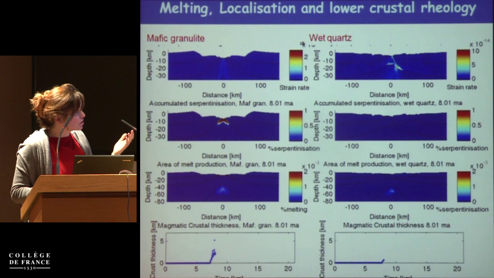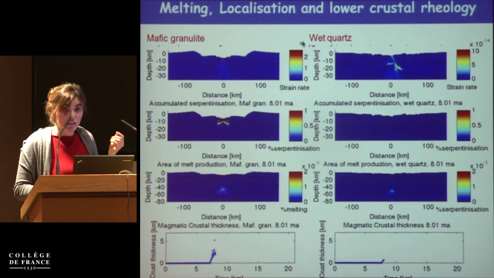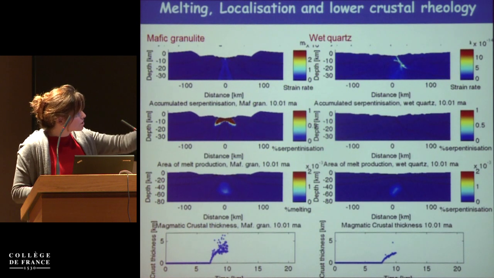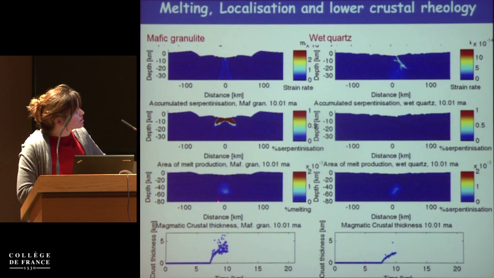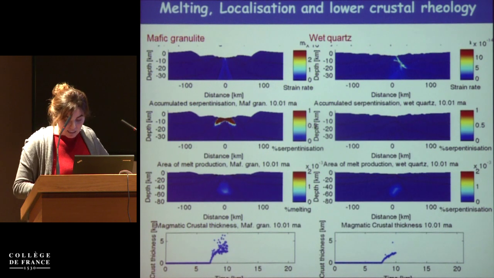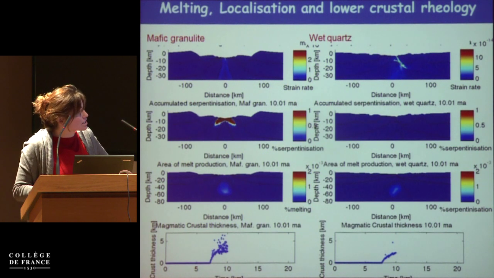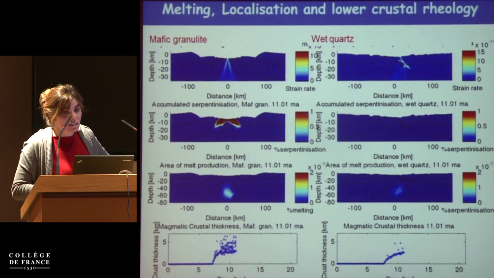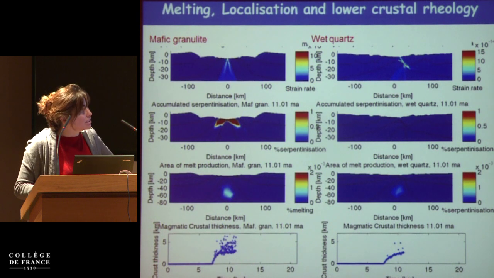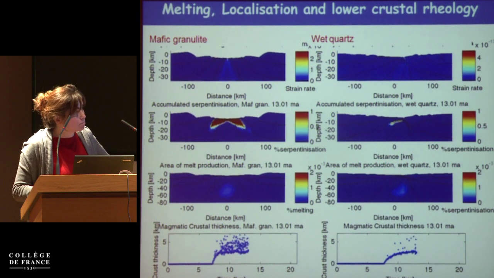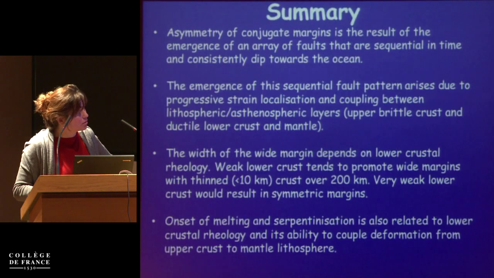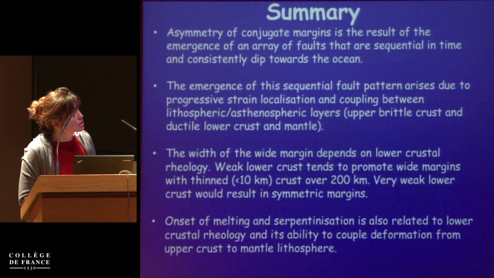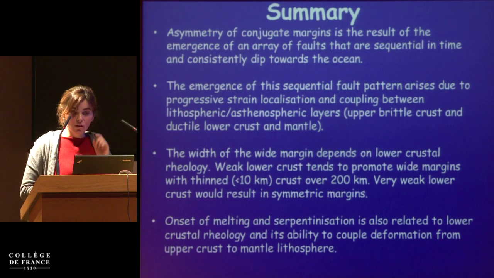So for the same extensional velocities, we have two very different scenarios for the onset of melting. As extension goes on, oceanization may start earlier in the scenario with a strong lower crust than in the scenario with a weak lower crust, where we keep extending and thinning the crust for hundreds and hundreds of kilometers before final breakup occurs.